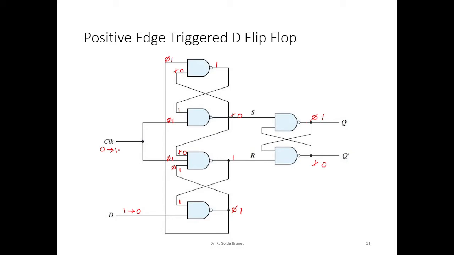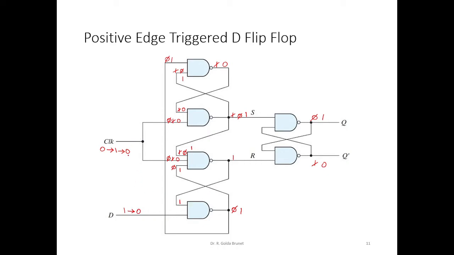Now let's assume that the clock goes to 0 from 1. So in that case, this will become 0 and this will become 0. This will make S go to 1 and R remain at 1. So this 1 will be supplied here and this will be supplied here as well. And due to this 1 and 1, this becomes 0. So this 0 is supplied here. So 0 and 0 is 0. Not of 0 is going to be 1. So the circuit has now stabilized.